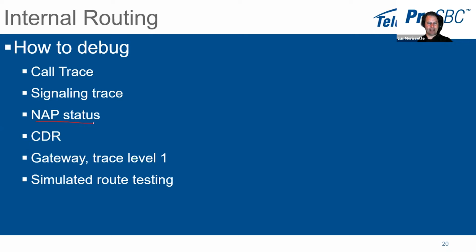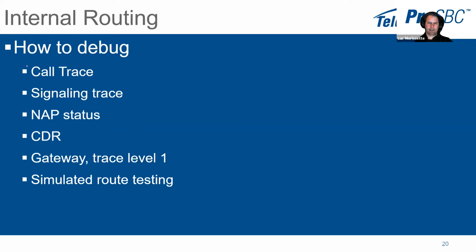You can look in the NAP status. The NAP status will give you the reason and cause that you have seen, how many calls were answered, terminated, and if the NAP is up. So you'll get information on the network access points. CDRs, call detail records, will also have all the information about the calls that came in and out of the system. So you can study the CDR to see if your calls are going where you expect them to be going.